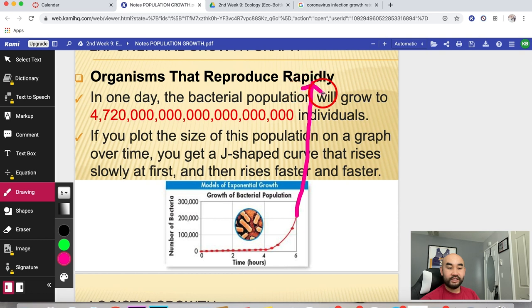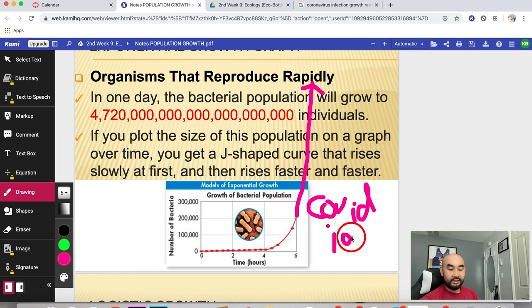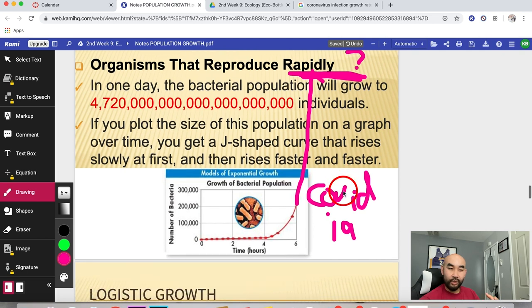So the next question is, COVID-19, right? When does the growth rate stop? When does it stop? Right? And that's what most of the state news are talking about. When can we go out? When can we stop social distancing? So that means, when does the growth rate stop and slow?